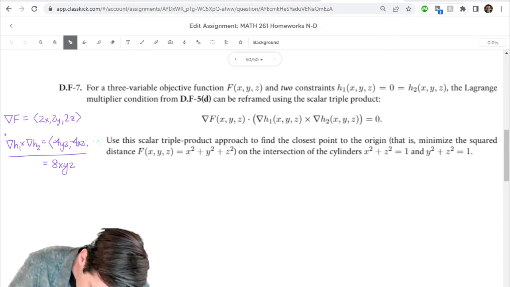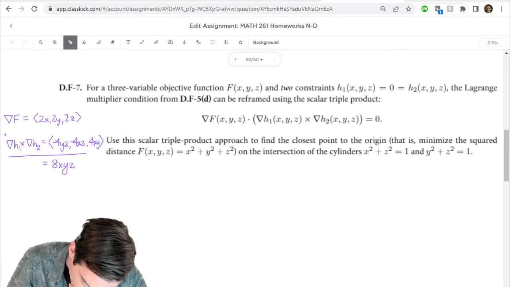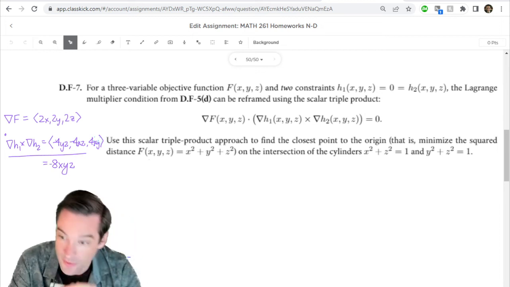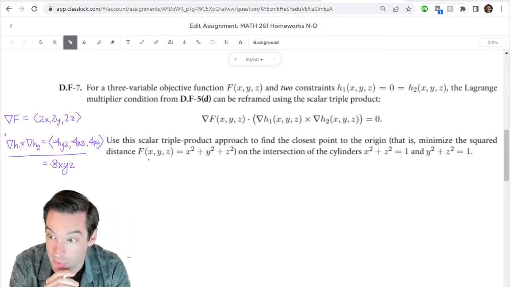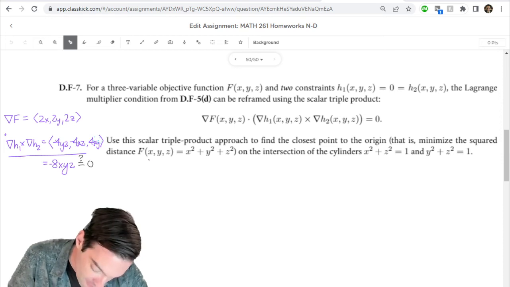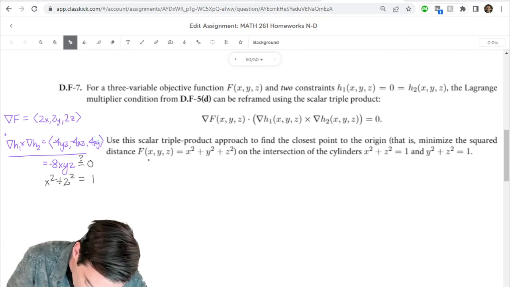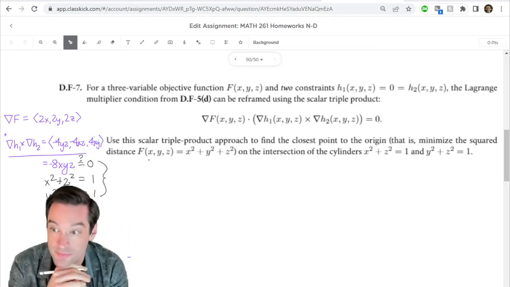Right, so when you do the dot product of those, it ends up being negative 8 minus 8 plus 8. So it's negative 8xyz, I think, is what you have for that scalar triple product. And so if the Lagrange multiplier condition is that this needs to equal 0, well, you also need to satisfy both constraints, right? x squared plus z squared needs to equal 1, and y squared plus z squared needs to equal 1. And so these end up being your three constraints.